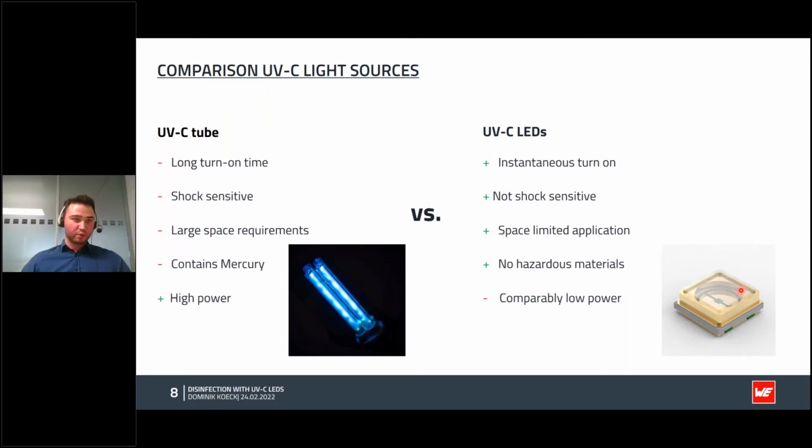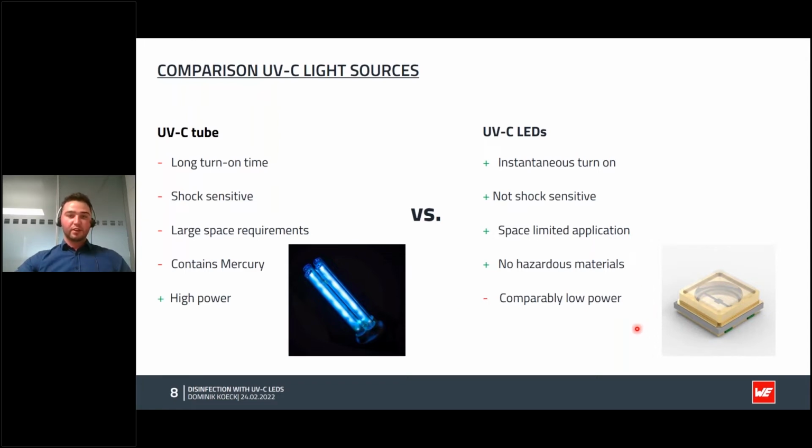So why do you want to replace the UVC tubes? The hardest constraint there is that they contain mercury, so they have hazardous materials inside. When they break, you will have mercury flowing around in the room. There is a goal to reduce the amount of products containing mercury, and there's also a goal from the European Union to go there. So in the future, we will see more and more switching from the UVC tubes to the UVC LEDs.